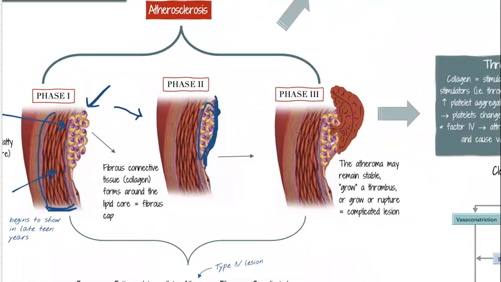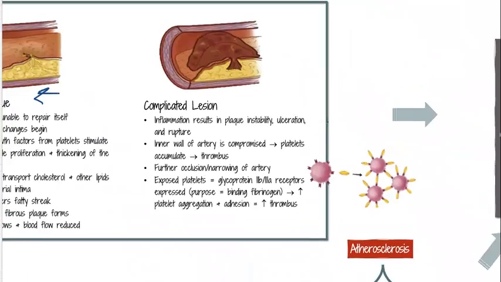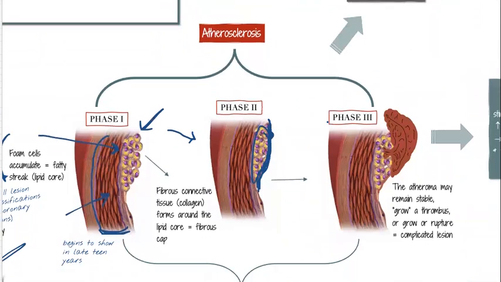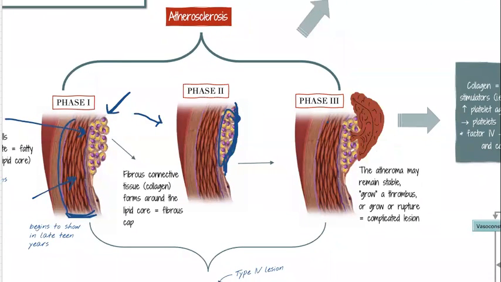Phase 3 is basically when it becomes a complicated lesion, which we saw up here, when it becomes unstable. It may rupture, it may, quote unquote, grow a thrombus, but it really begins to occlude the artery quite severely at this point. Okay, so atherosclerosis in its own, you've got your phase 1 fatty streak, your phase 2 collagen cap, and your phase 3 complicated lesion.